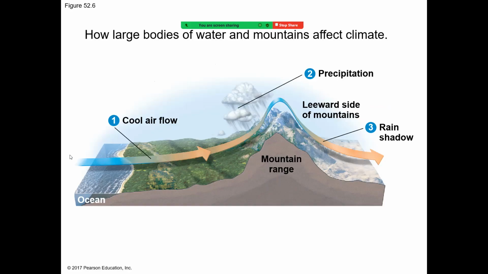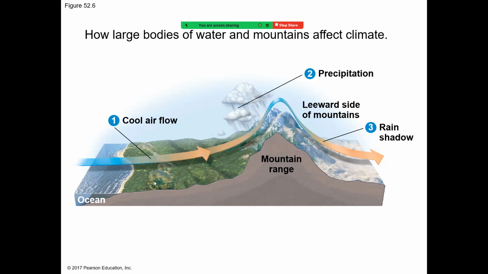So here again, you have ocean here, you have a mountain range here. So you see cool air will come off of the ocean, move up onto the mountain range. You can see that there will be a great amount of precipitation on this side, and then you have what's called a rain shadow on the leeward side of the mountains.